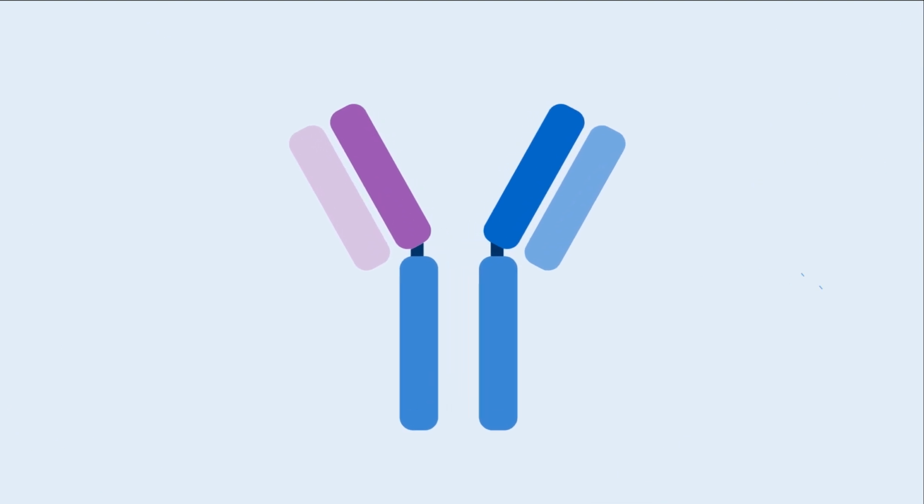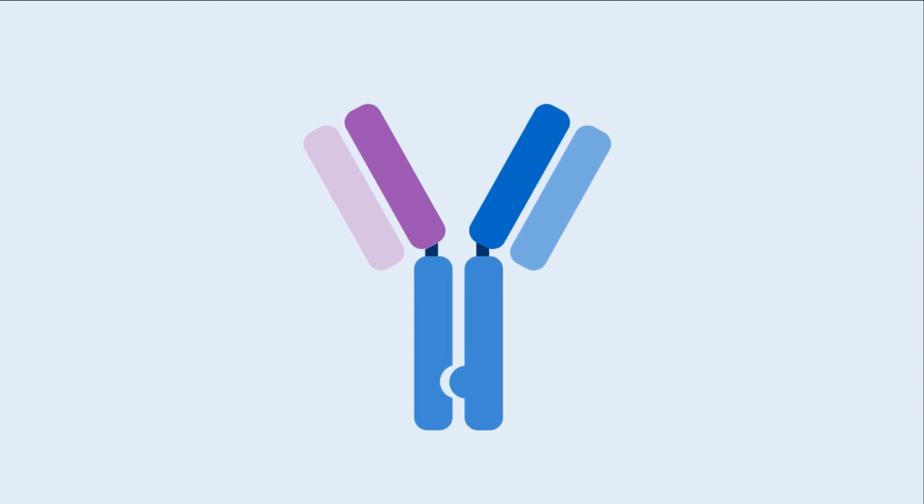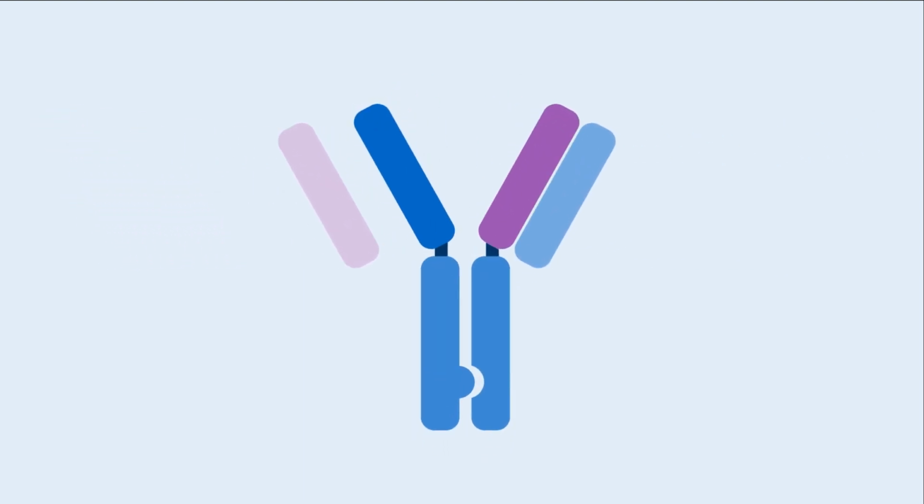Genentech came up with the idea of building a knob into one chain and a hole into the other, which simplified heavy chain pairing and made the process more efficient. But light chain pairing was a tougher challenge.